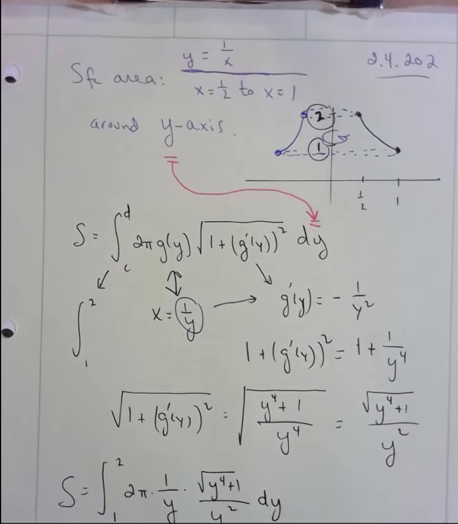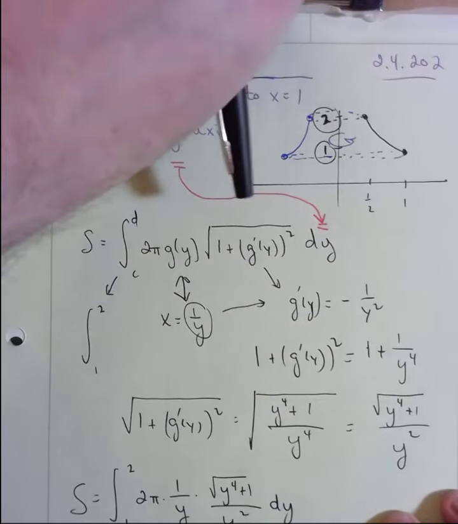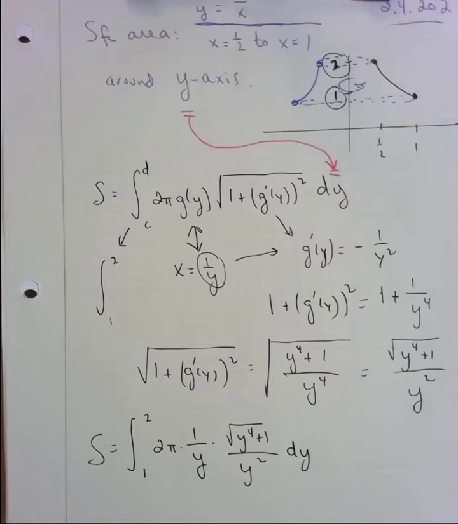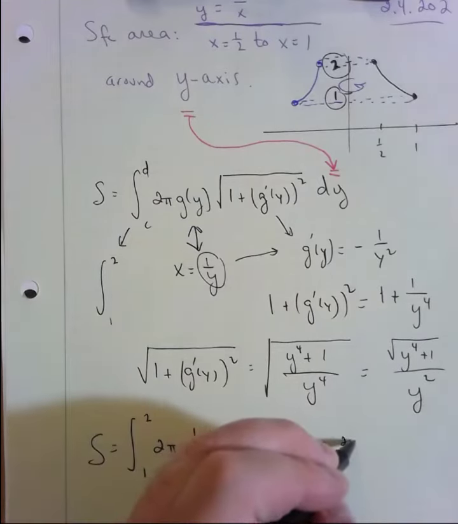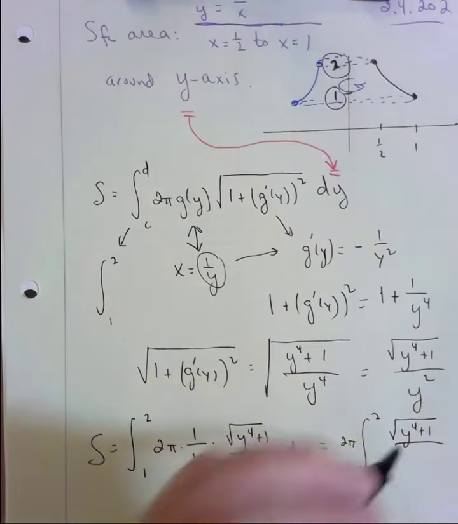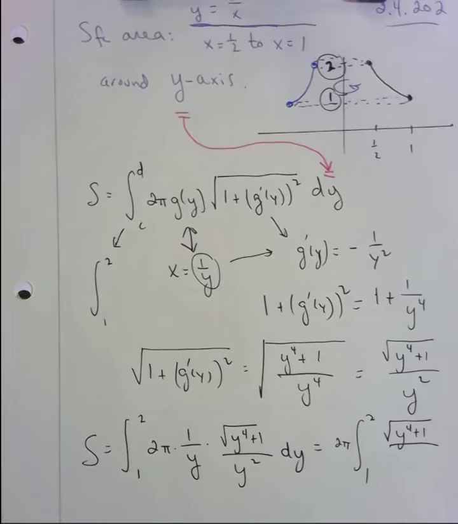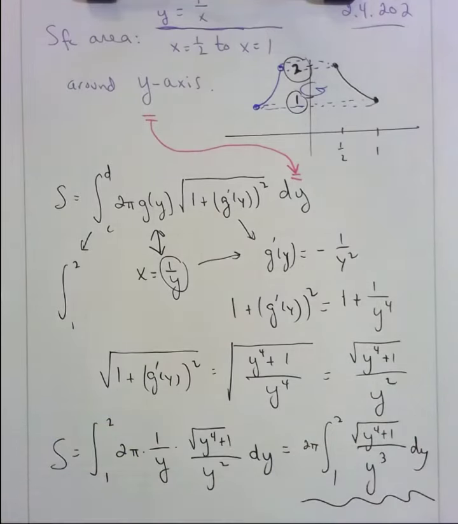I see that this is moving off the screen, so let me see if I can adjust this. Okay, there we go. We can tidy this up a little bit by taking the constants out to the front of the integral and combining the powers of y in the denominator. And that is the integral that we need to evaluate to capture this surface area.